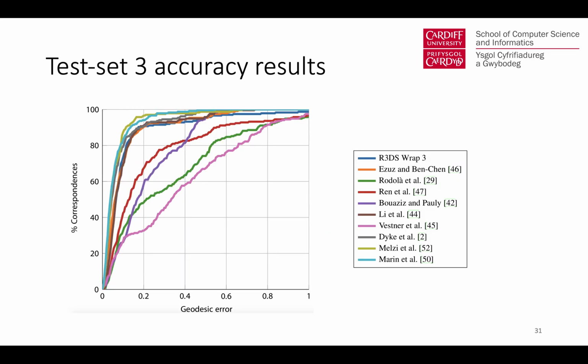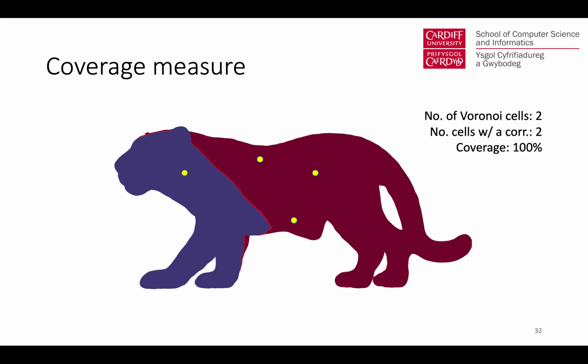So here we look at subset test set 3. You can see that both Melzi and Marin perform better than all other methods. The accuracy of the results presented here only tells half the story about the performance of these methods. This performance measure does not consider the quality of the correspondences established.